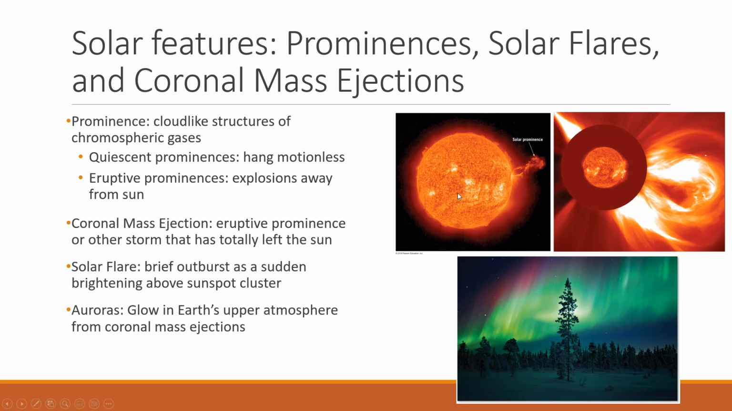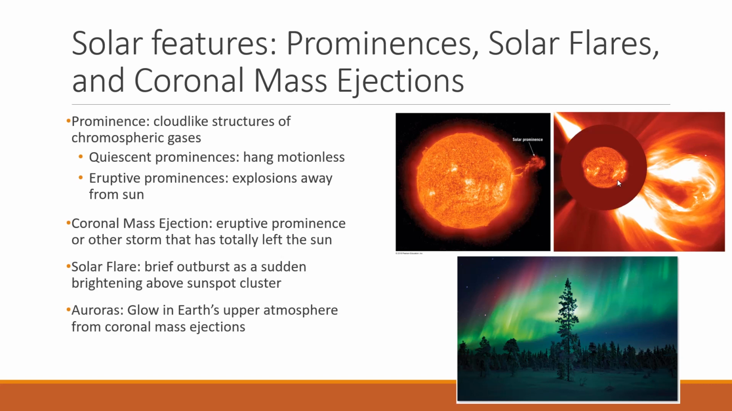A coronal mass ejection is where we have an eruptive prominence that's completely left the sun, or it could be another type of storm. So that's what we're seeing here, that they've completely left the sun's surface. They're no longer caught within the gravity. We can have a solar flare, which is a brief outburst that we see as a sudden brightening, and it tends to occur above a sunspot cluster. So we have an outburst of gases above a sunspot.